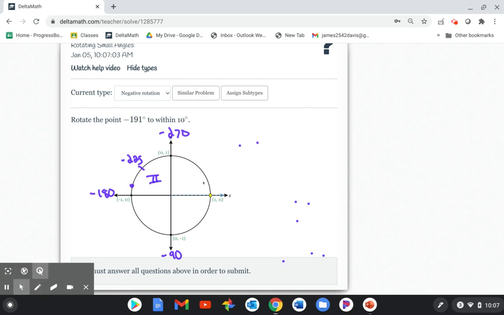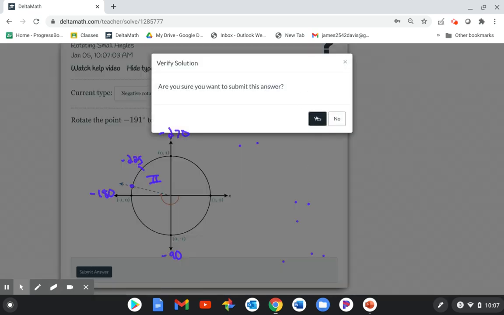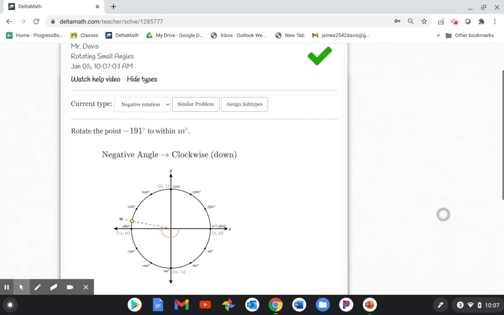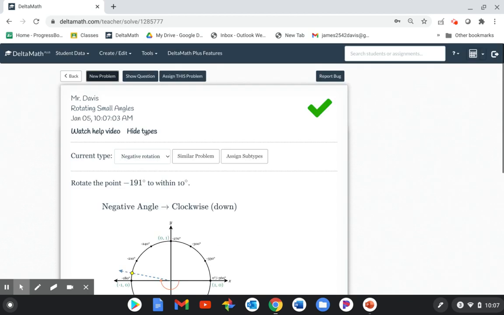The one main thing that you want to make sure you do is drag it the other way. So it's going to be clockwise now. If you drag it counterclockwise, it will not work. You have to make sure the arrow is going the opposite way. Let's go ahead and submit that. And we're good. So mine was negative 193. So it works the same.